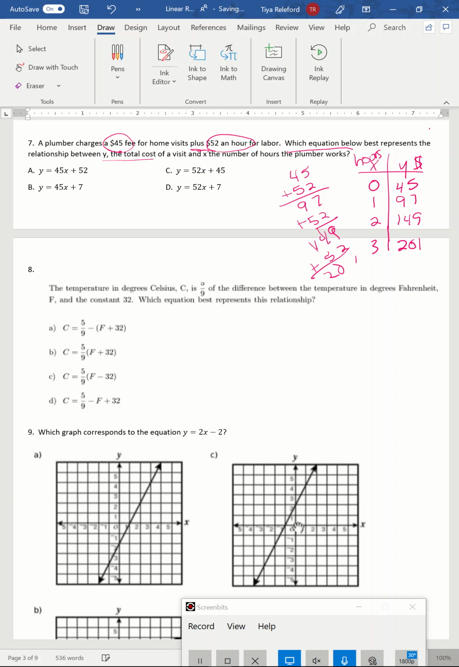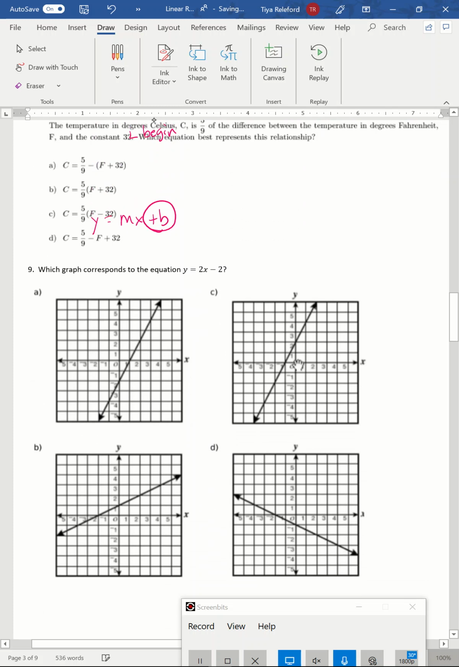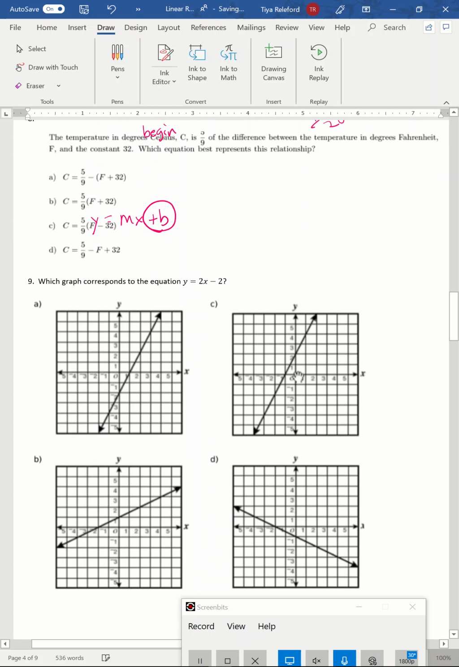Now you can substitute in and figure out which one's wrong. Now remember, if we begin at 45, this is our beginning. That is what b should be. So you can cross off, like, actually, you can find the right answer just knowing that piece of information. Just saying.